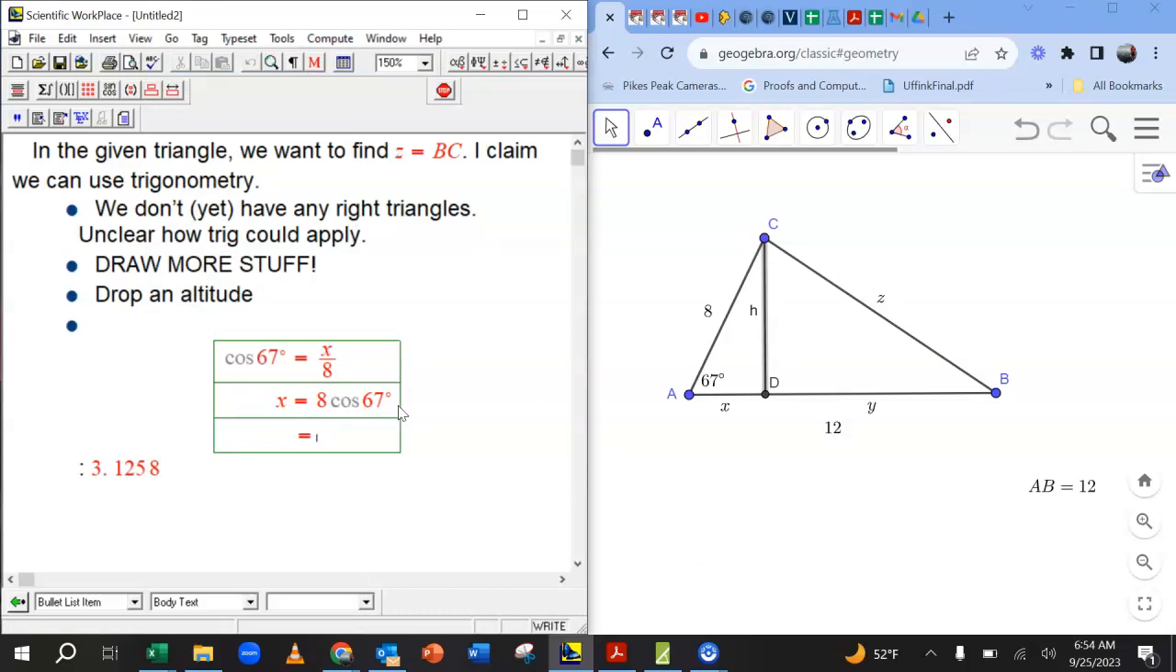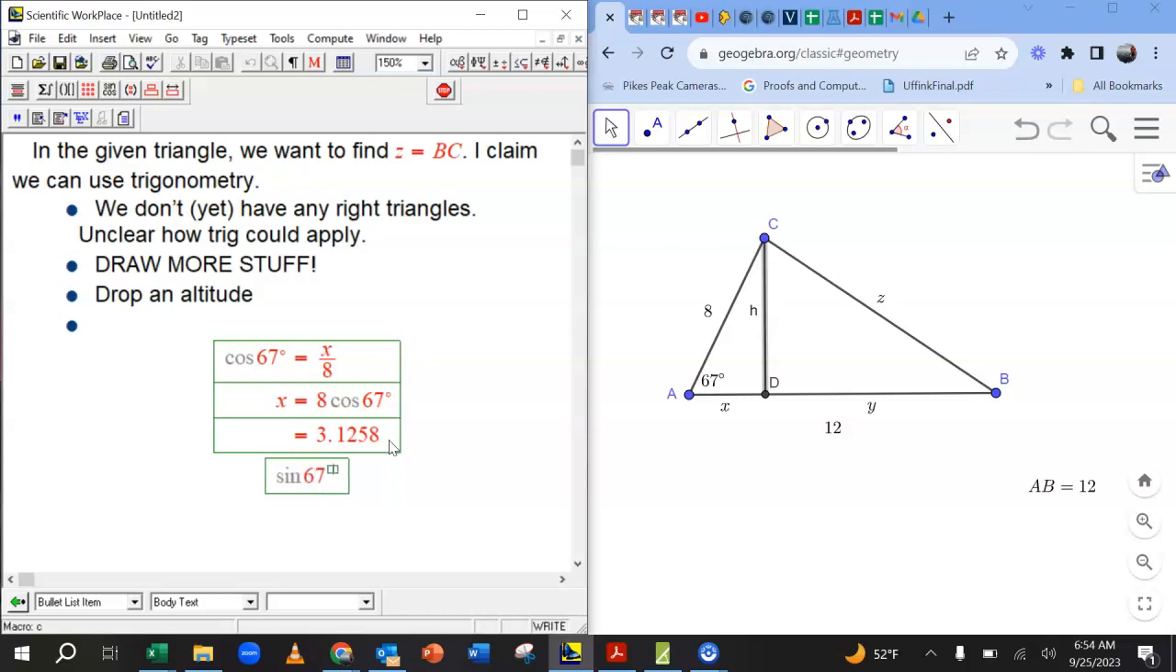Okay. Now do a reality check. Okay, 3 point something. I'll carry all those digits here. You don't want to round intermediate stuff. I think our book is pretty terrible about almost suggesting you want to do intermediate rounding. It's a terrible idea. So there's our X. We got that. Now we can get H in a similar way.